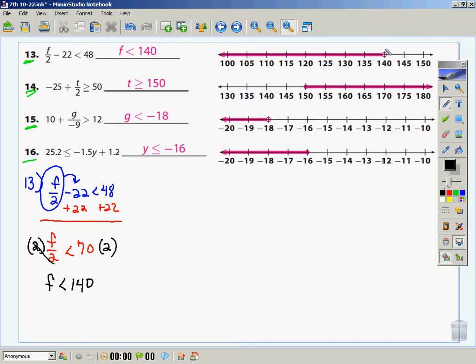It's going to have an open circle on 140 because it can't be equal. It's less than, so it's going to be going to the left.